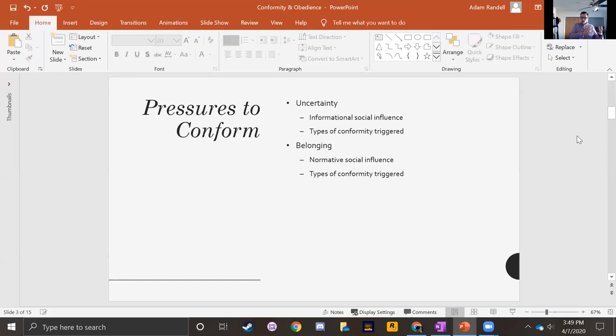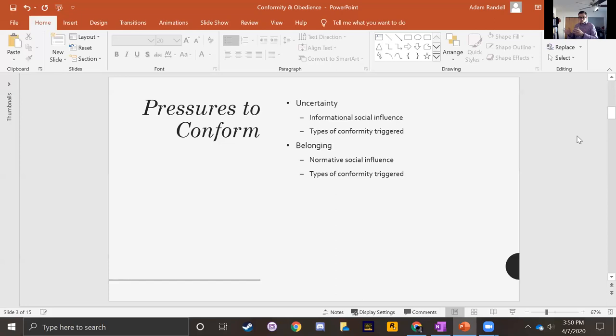But conformity serves a lot of good functions. So keep that in the back of your head the whole time you're learning about conformity and listening to my videos about conformity and obedience even. So the two motives we conform are uncertainty, when we don't know what to do, and belonging, okay?